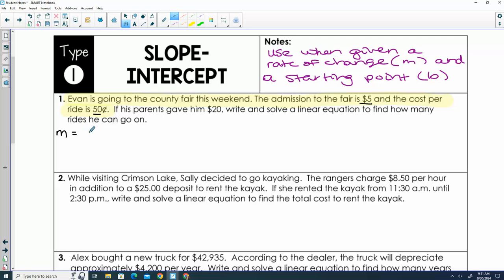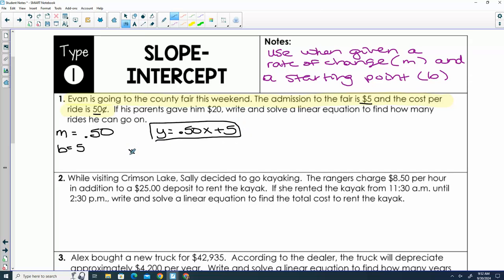Now, do I want to put 50? No, you want 0.50. All right, your b, that is your y-intercept. Do you have to pay to get into the fair over and over and over again? No, we pay it one time. So my y-intercept is my 5. So our equation, y equals mx plus b, so y equals 0.50x plus b, which is 5.